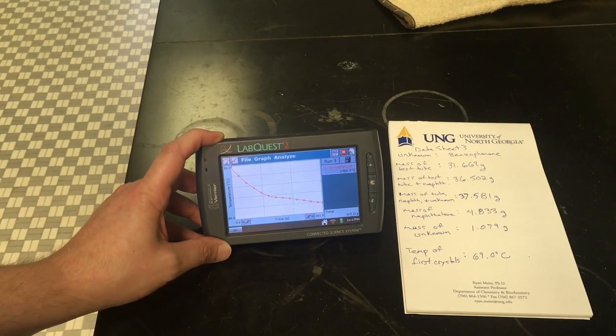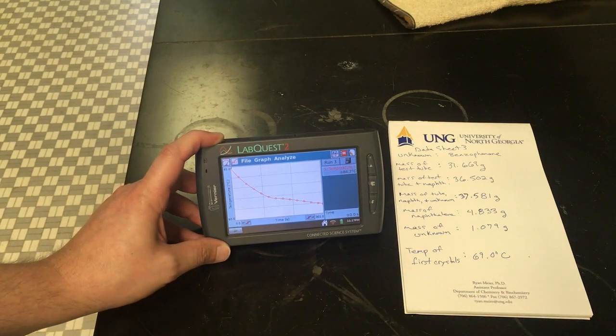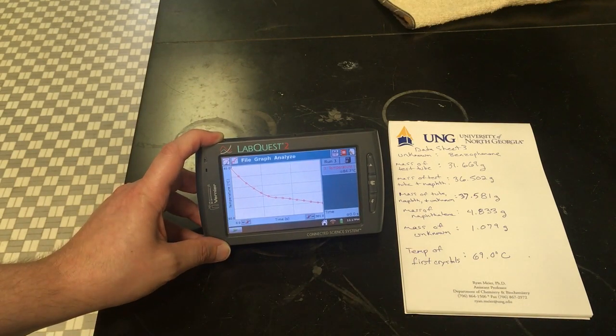And so you can, again, pick that out somewhere a little under 70 degrees. You can pick out what you think that exact freezing point is to use for your data. Here we made note, crystals formed at 69.0 degrees. It's probably not too far off from what the freezing point was this time.